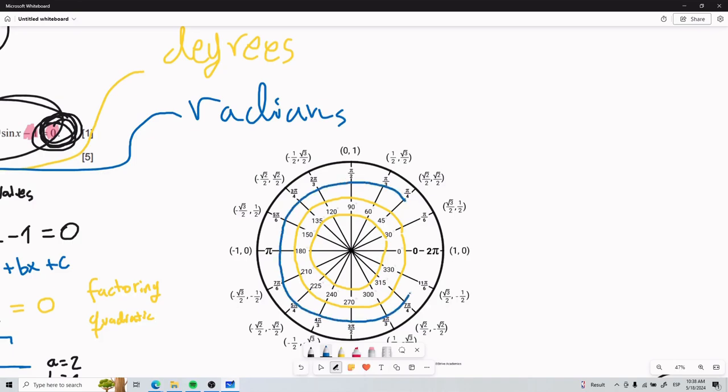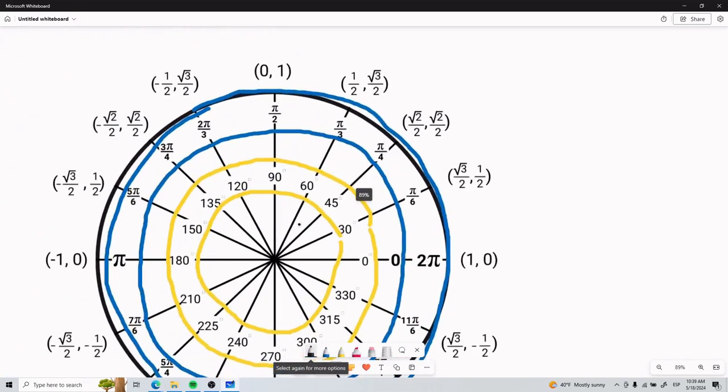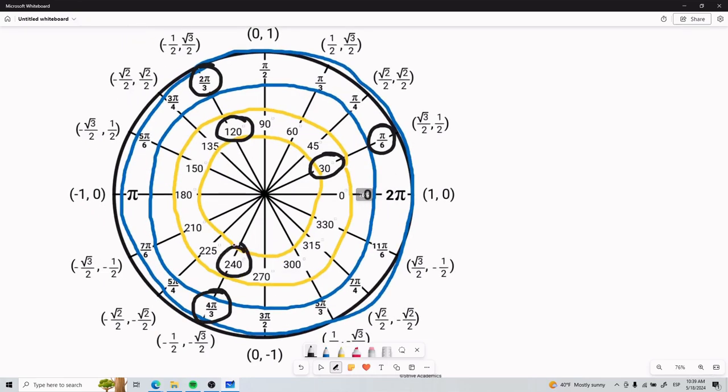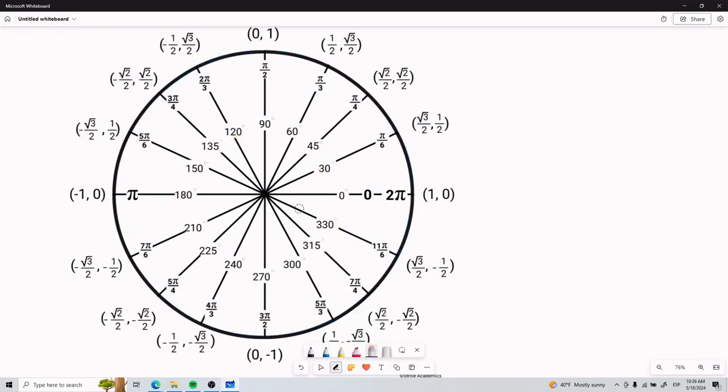Now radians and degrees are equivalent in their own way. What do I mean by this? For example, if you look at 30 degrees, its equivalent is pi over 6. 120 degrees, its equivalent is 2 pi over 3 as radians. And for 4 pi over 3, its equivalent is 240 degrees. And so, once we have that in mind, a very interesting thing happens that it's important to have clear.